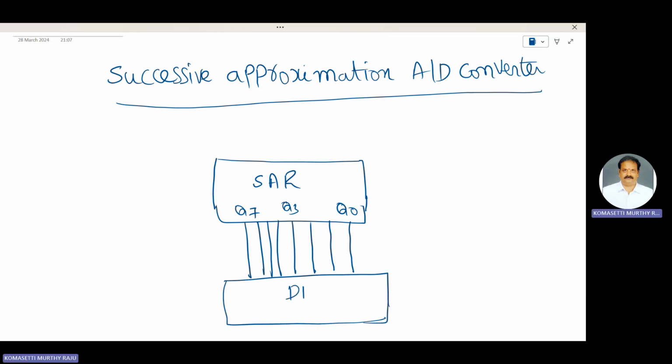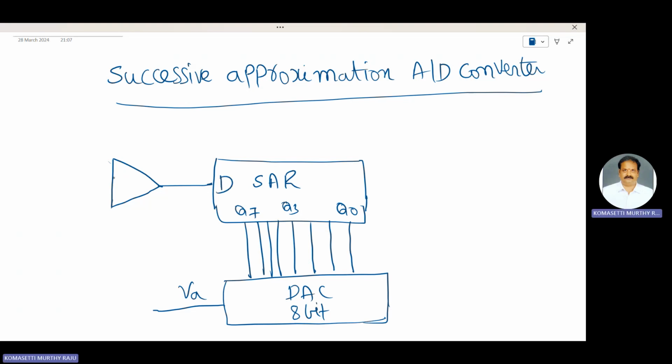One more block is there here. That is the DAC, 8-bit digital to analog converter. The output of the digital to analog converter is VA. This one is a comparator. The comparator output is given to the SAR. The data is entered serially into the SAR from the comparator.